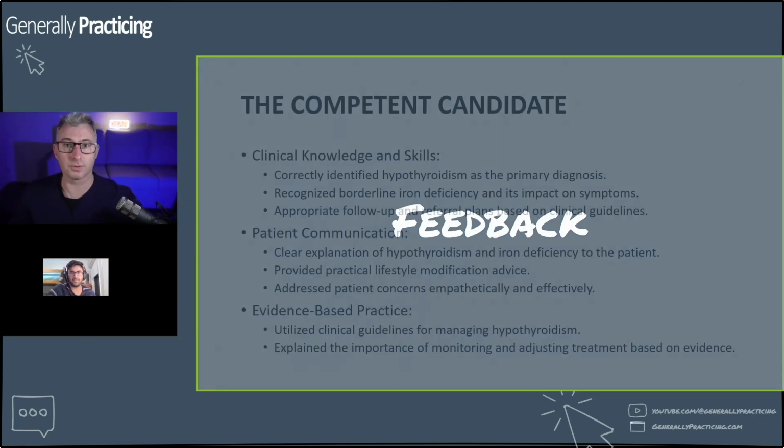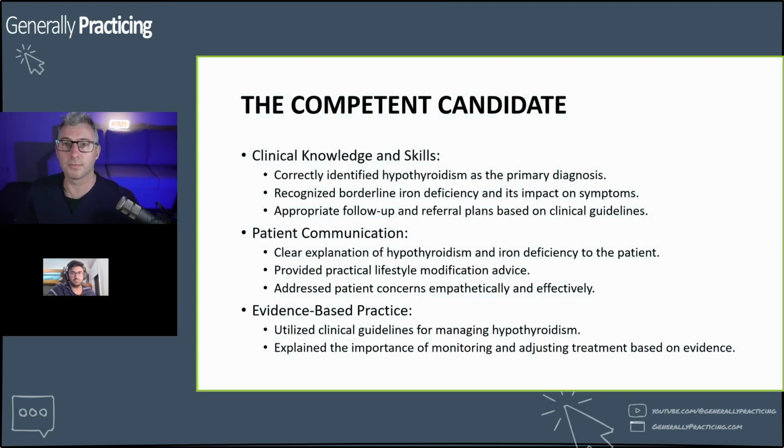If I go to the focus of what this one was about, a big part of this was correctly identifying hypothyroidism as the primary diagnosis, and then noticing, hey, the iron wasn't up to scratch as well. Could that be a part of it? And just knowing what the guidelines are to manage each of those accordingly.